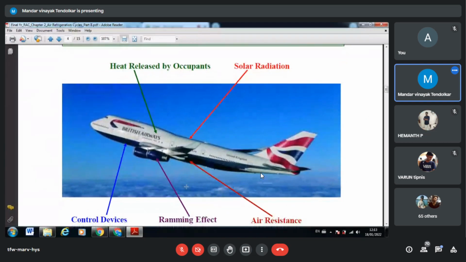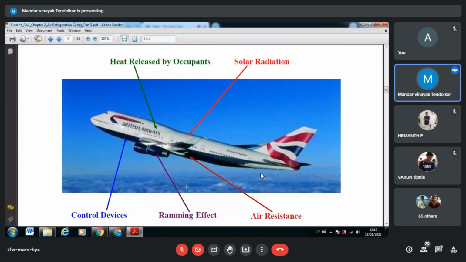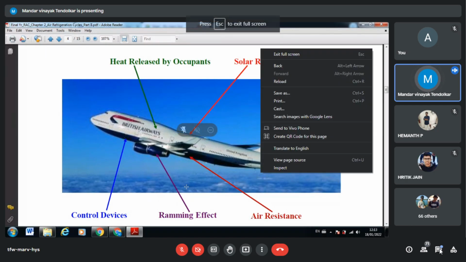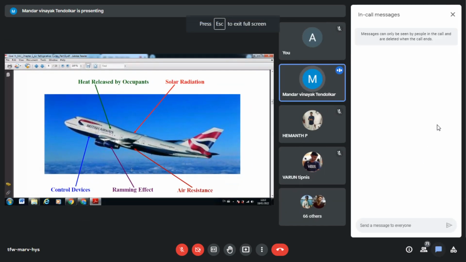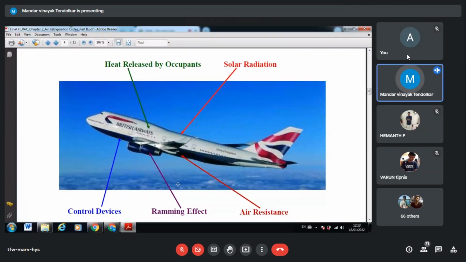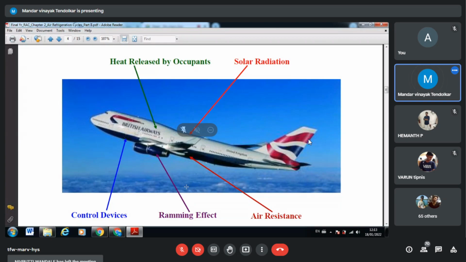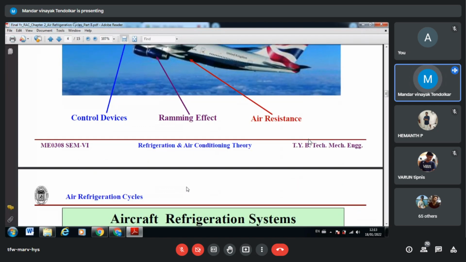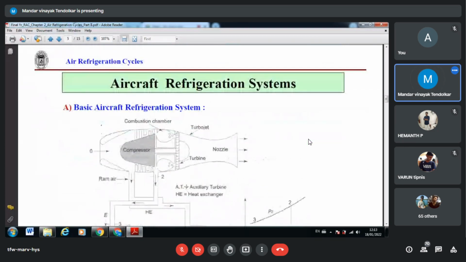Yes, sir. This is somewhat what I can show in a schematic. So solar radiation everywhere, universal. Heat released by the occupants, so that is inside the cabin. From outside, radiation, then the ramming effect, then air resistance, which is the frictional part. And the control devices are also from the inside. So 2 inside factors, 3 outside factors. As a result, a tremendous amount of heat is generated. We need to take care of that.